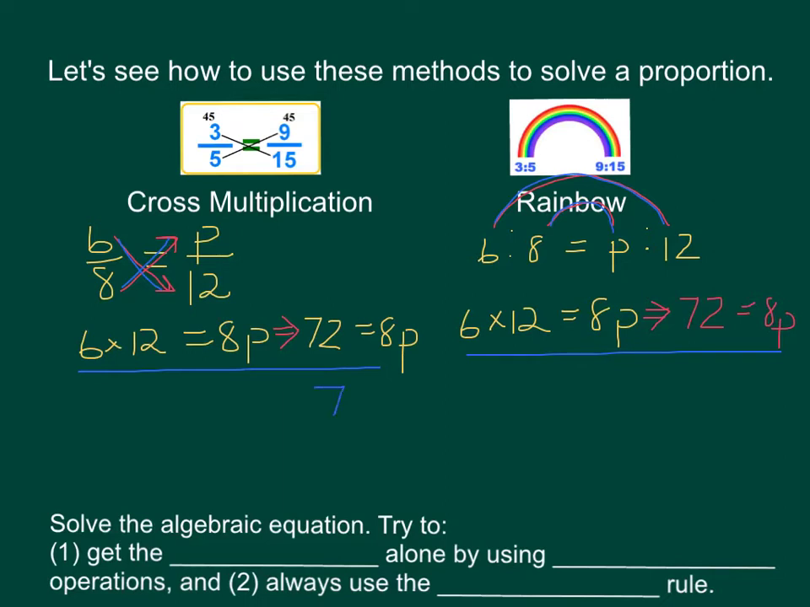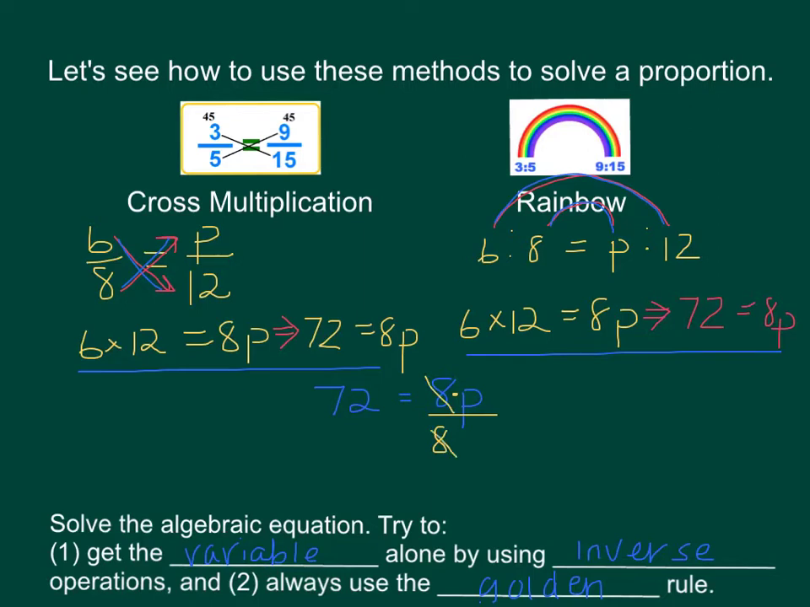So when I have that, now I have an algebraic equation. So I'm going to try to get the variable alone, and I'm going to do that by using inverse operations, and of course I always want to use the golden rule. So right here I'm saying, okay, what's happening between the 8 and p? Well, they are being multiplied. So if I want to get the p on this side of the equation by itself, I'm going to need to divide by 8, which is the opposite or inverse of multiplying by 8.